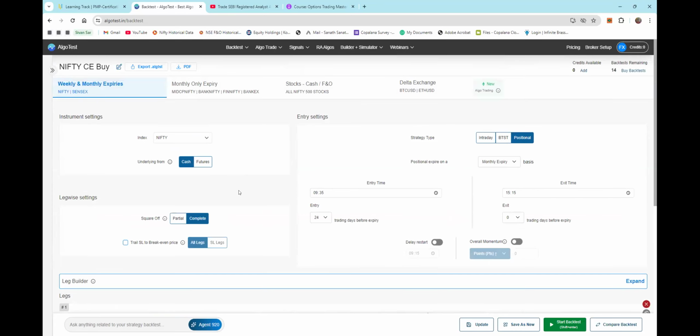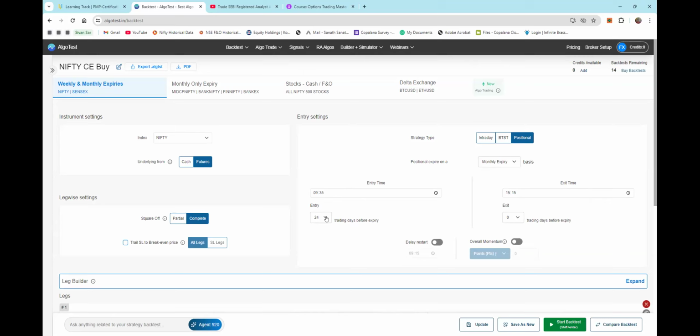I was just trying to show you what I was playing around with. The strategy is to buy Nifty every month at a particular point and then sell it at expiry. In this one, I have chosen Nifty as the underlying. Whether cash or futures doesn't matter, but I just chose futures. And I made it positional instead of intraday because I want to hold it till expiry.